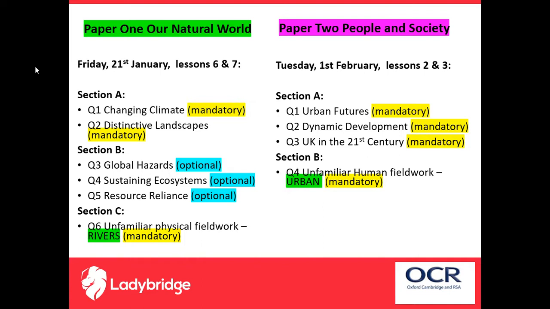The paper 2 is all compulsory. There are no option questions. Section A is topical work on urban futures, dynamic development, and UK in the 21st century. And section B is, again, fieldwork, this time the human geography fieldwork, and it is the urban section, likely to be on towns and cities. And these questions will entail more extended writing within the exam.